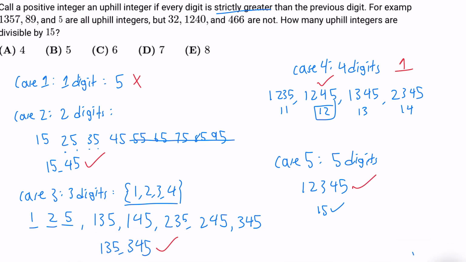So now we can just add them up. We have 2 integers from case 2, 2 integers from case 3, 1 integer from case 4, and 1 integer from case 5. So that's 2 plus 2 plus 1 plus 1 to give us 6. So the answer is C, 6.